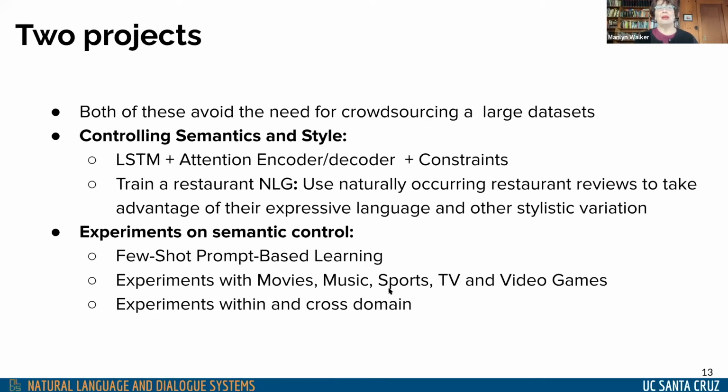So I'm going to talk a little bit about two different projects, both of which avoid the need for crowdsourcing a large data set. The first project, we're going to control both semantics and style using an LSTM plus attention architecture with these input constraints. And we're going to train a restaurant natural language generator using naturally occurring restaurant reviews. And the second set of experiments, we're only going to experiment on semantic control, but we're going to do that with few-shot prompt-based learning. And we conducted a lot of experiments across these 5 domains: movies, music, sports, TV, and video games. And we trained and tested both within and across domain.